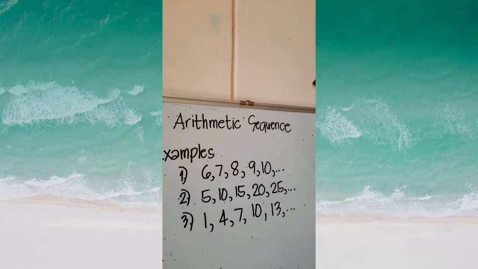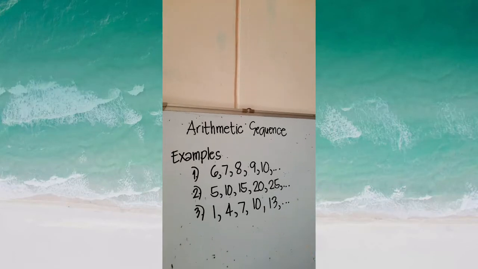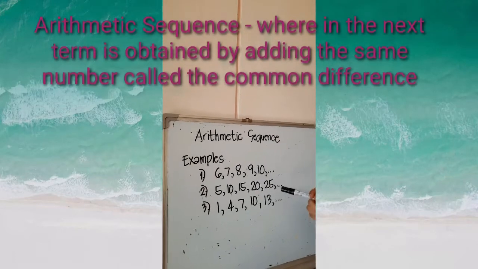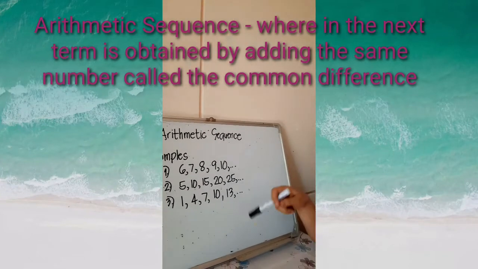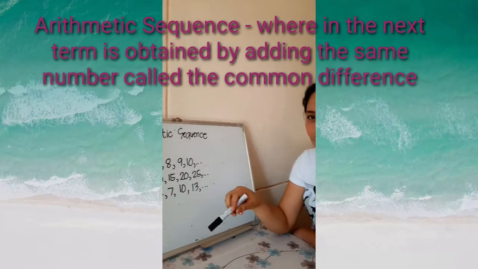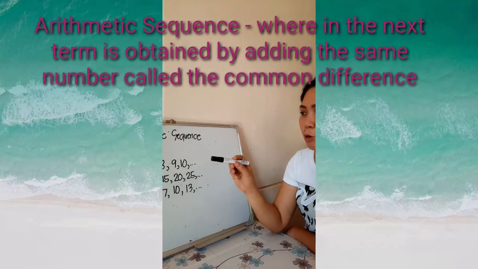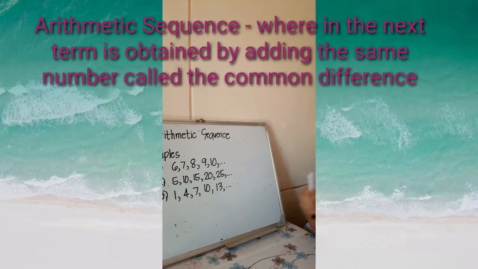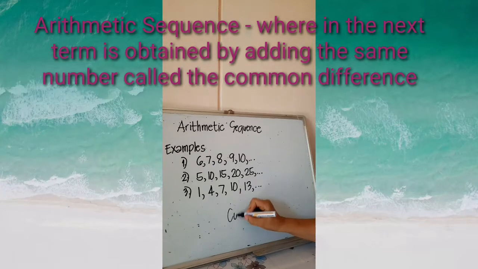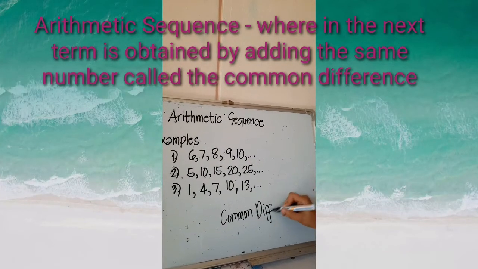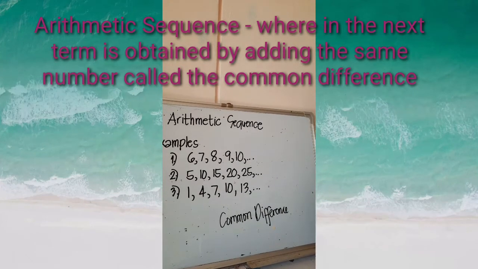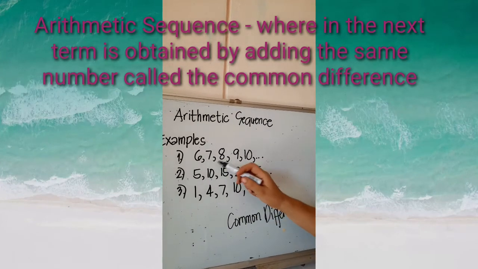So what is an arithmetic sequence? An arithmetic sequence is a sequence whose next term is obtained by adding the same number, called the common difference. A common difference is that number we add to obtain the next term.